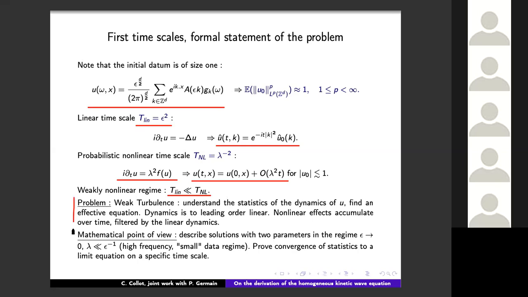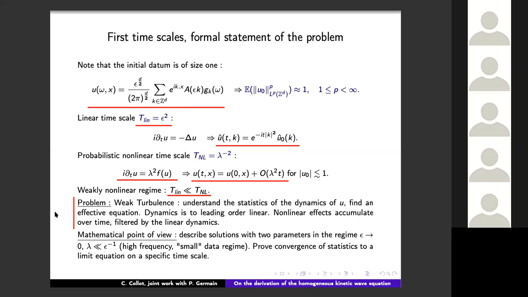And so the main problem, now that I've introduced you to my equation and my initial data, is the following. Can I say how the statistics of my data will evolve? So I give you my Fourier coefficients and I give you their statistics initially. Can you say something about their statistics at some later time?